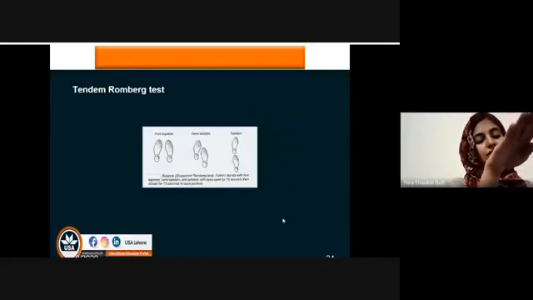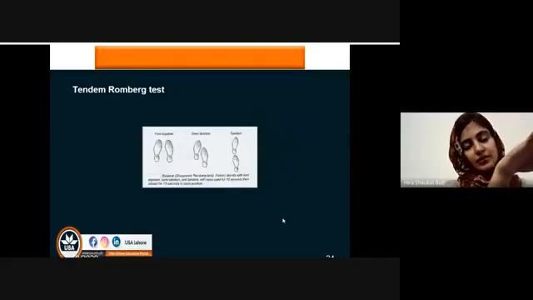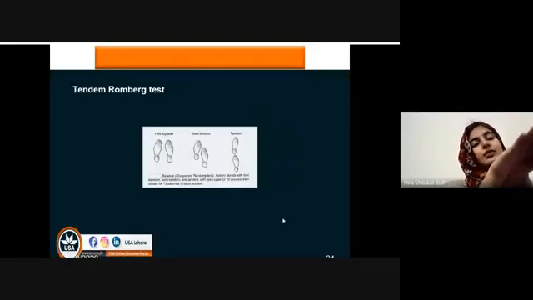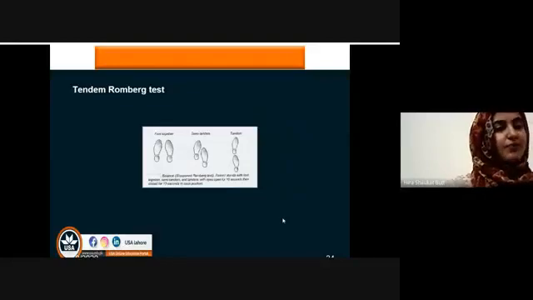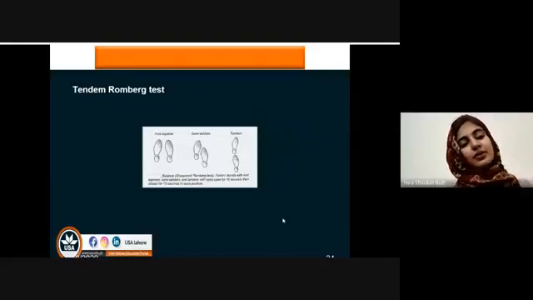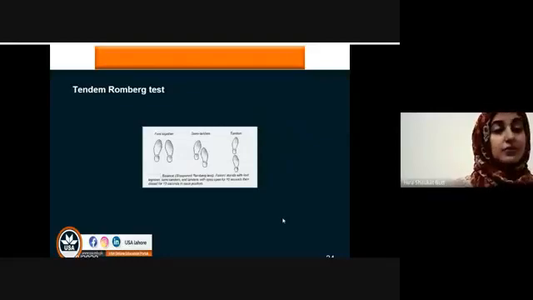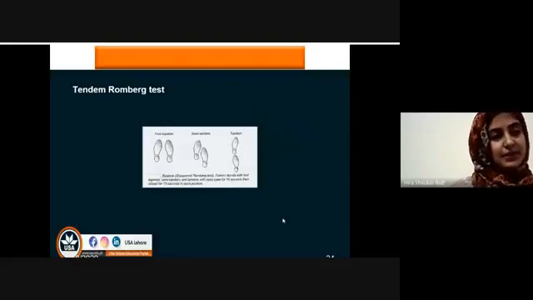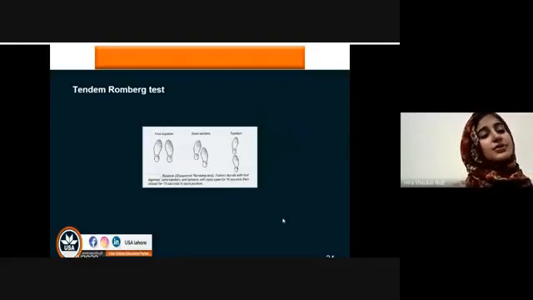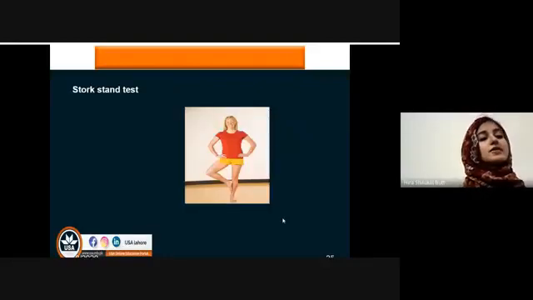One foot is in front and the other foot at the back, and again you can repeat it with the left foot in front and the right foot at the back. So this is the tandem Romberg test. If you see the diagram, there is the feet together Romberg test, semi-tandem or half tandem position, and the tandem position, one in front and one at the back. Fine. Then comes the stork stand test.